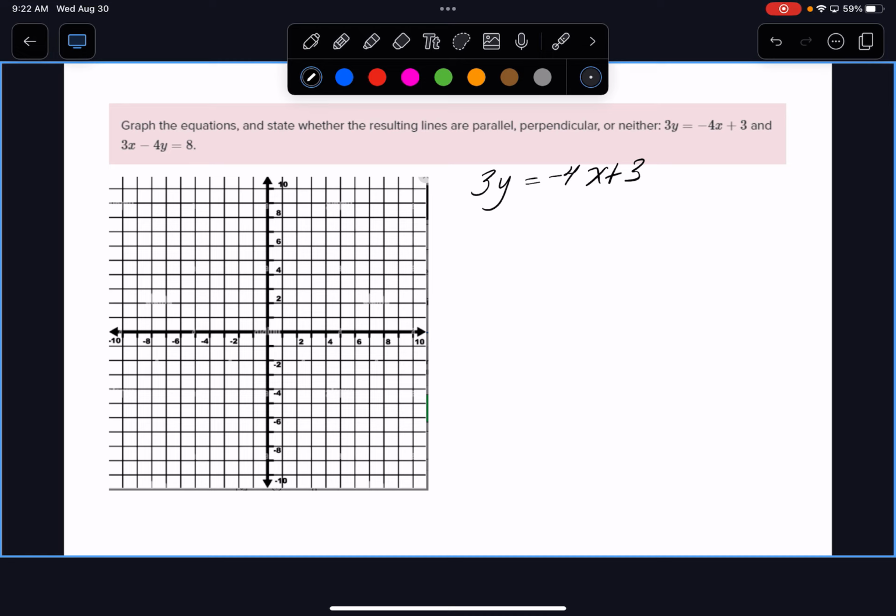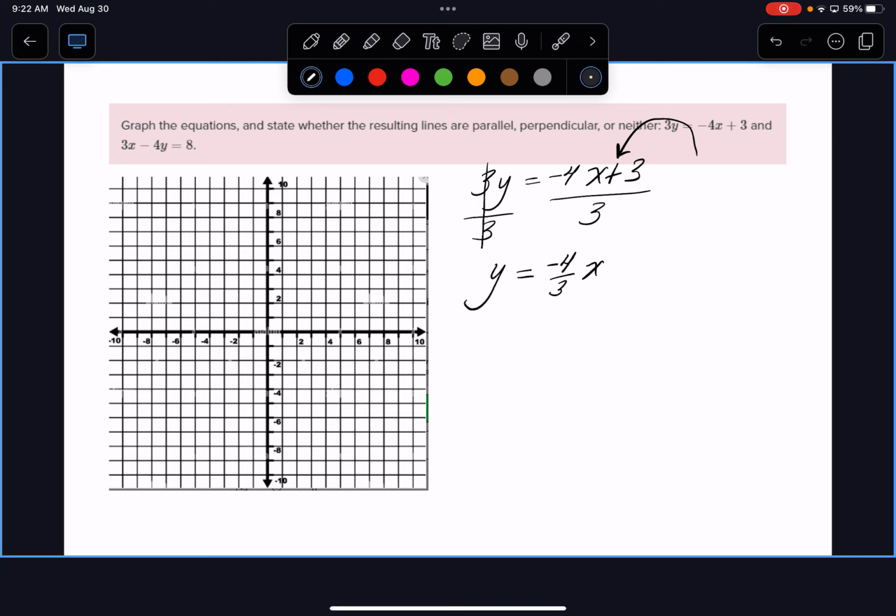Right now there's a 3 attached to y. We need it to be y equals. So wouldn't you agree mathematically I can choose to divide both sides by 3? So then look, 3's divide out, we get y equals. Now be smarter than the problem with me. I'm going to separate this out. This is the same thing as -4 divided by 3x, yes?